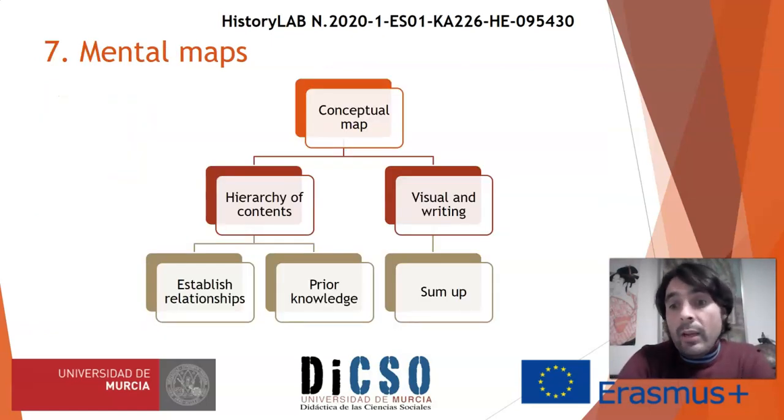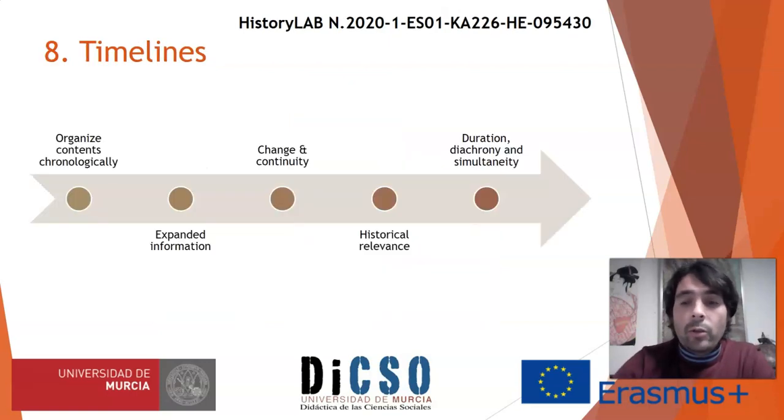In a similar way, we can also use mental maps, for example, the application CMap Tools. It will be interesting because our students could establish some hierarchy and relationships through different historical contents. It's also a powerful resource because it's at the same time visual and written. And we can use this kind of mental map both to detect, for example, prior knowledge of our students, but also to summarize the contents that they are learning in our lessons.